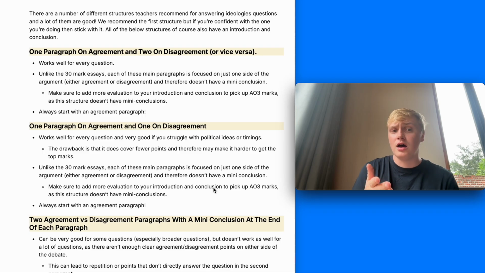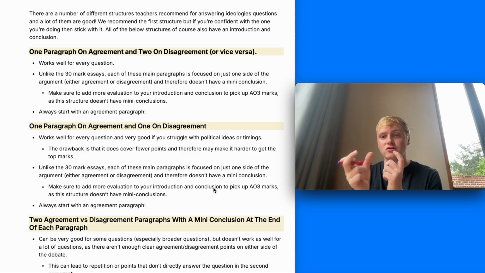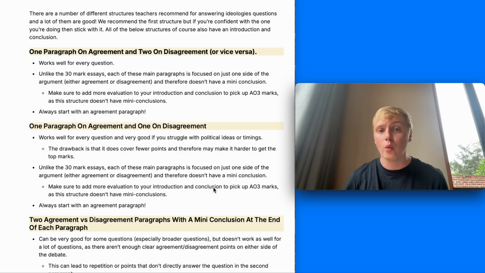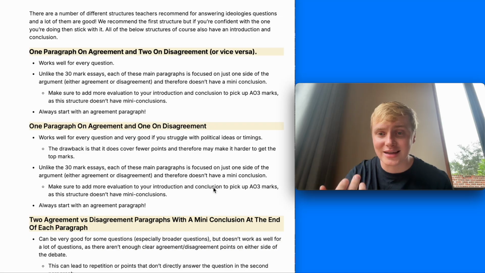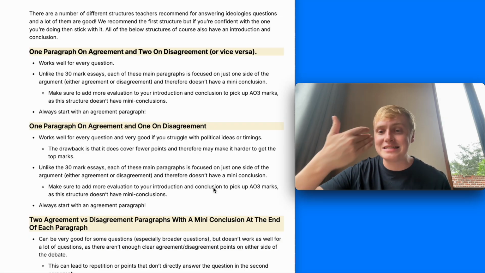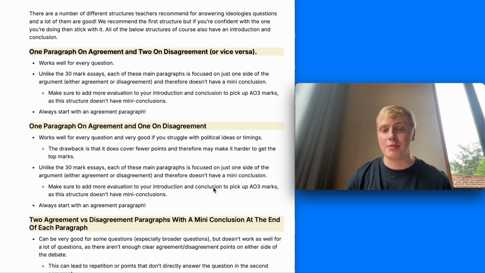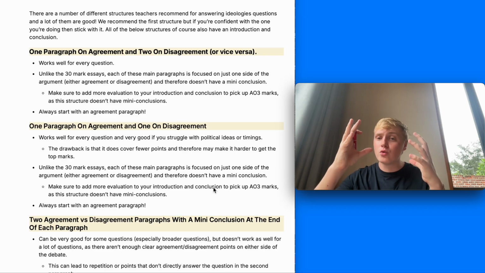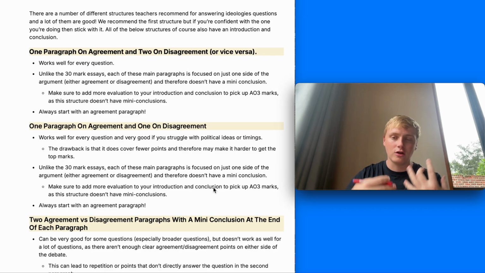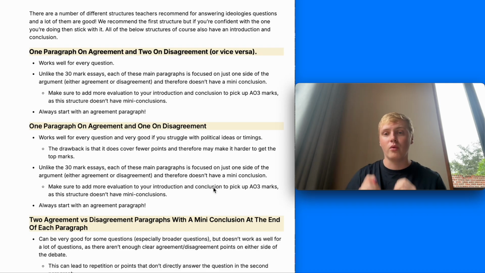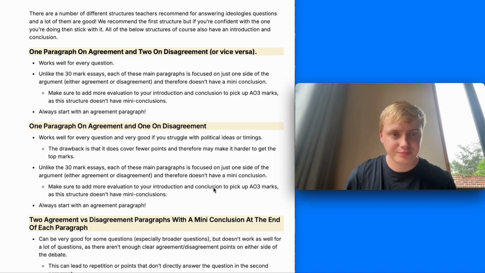Unlike the 30-mark essays, each of these main paragraphs is focused just on one side of the argument. So it's not for or against within the paragraph or agreement versus disagreement within the paragraph. It's just agreement. And therefore, they don't have a mini conclusion. And what that means is that you need to add more evaluation, more detail to your judgment, to your introduction and in conclusion to make sure you're picking up enough evaluation AO3 marks. And I recommend always starting with an agreement paragraph because often that will be more general and disagreement will be more specific, and it often just makes a lot more sense. So I always start with an agreement paragraph.